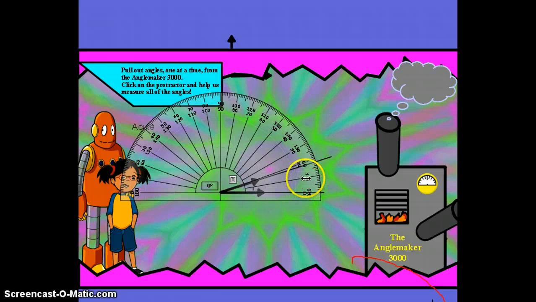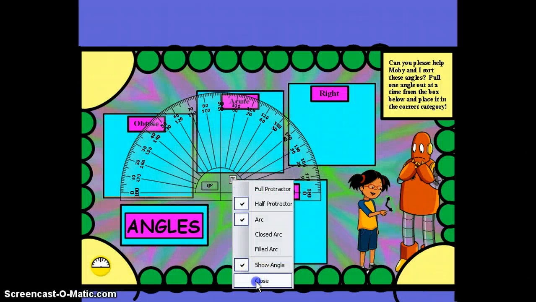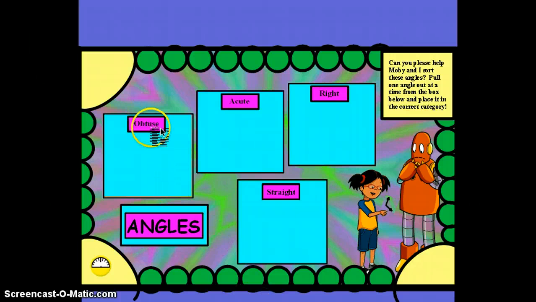So I count 0, 10, 20. Well, it's a little bit less than 20, so I will say 18 because it looks at the 18 line. The reason it's not 162 is because I know that it's an acute angle. If it were obtuse, then it would be 162. Not to mention, I'm also counting from 0 up. So, that's a quick way to see it.